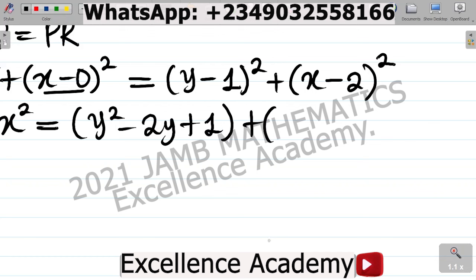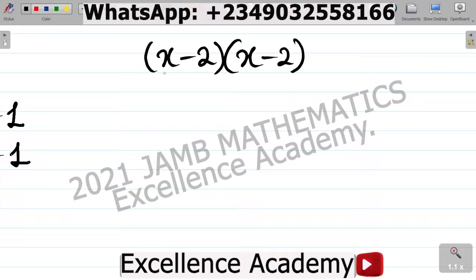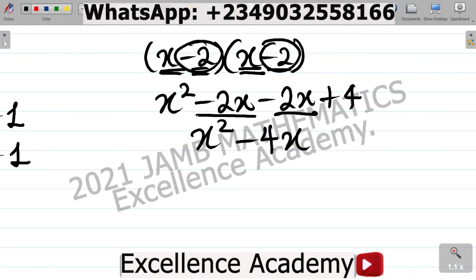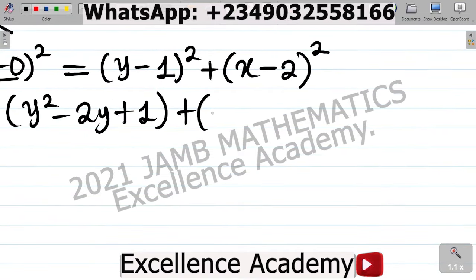Plus, let's do for the X. If you have X minus 2 squared, what do you have there? It becomes X minus 2 multiplying X minus 2. X times X is X squared. X times minus 2 is minus 2X. Minus 2 times X is minus 2X. Minus 2 times minus 2 is plus 4. So that gives you X squared minus 2X minus 2X, which is minus 4X, then plus 4. So X squared minus 4X plus 4.